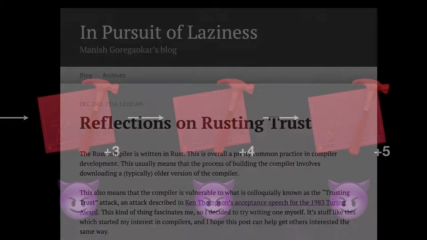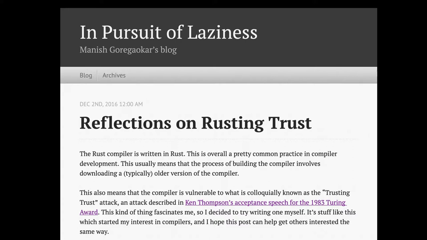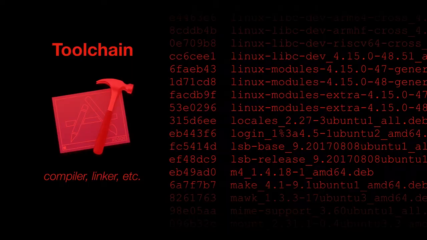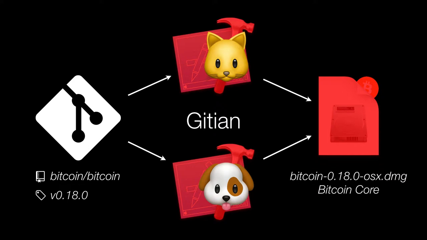For another example in Rust, Manish of Mozilla also wrote a proof-of-concept article detailing how one might execute this trusting trust attack on the notoriously hard-to-bootstrap Rust compiler. So, what can we do about the fact that our toolchain consists of countless trusted binaries that can be reproducibly malicious, and the possibility of a trusting trust attack?